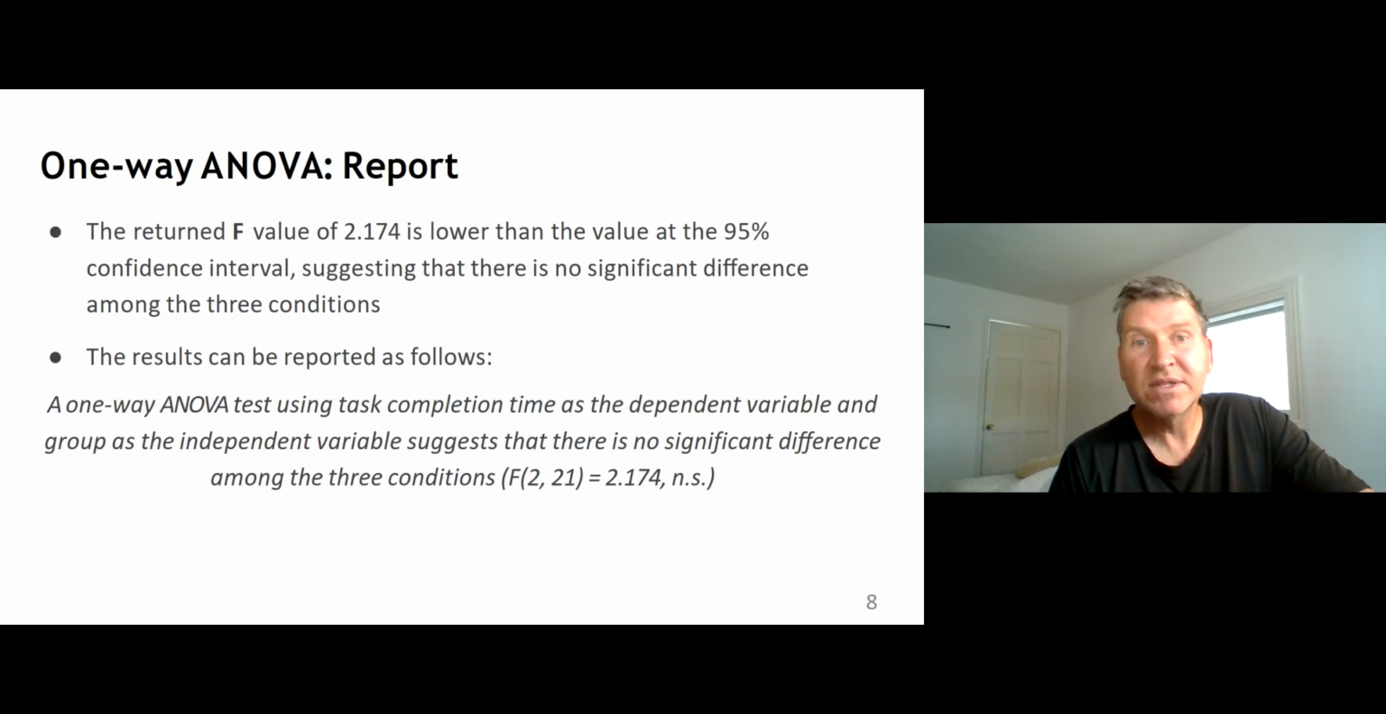So we would report the results as follows. A one-way ANOVA test using task completion time as the dependent variable. Notice we have to specify what we're measuring as our dependent variable. And group, I might change this to the software as the independent variable. Remember, we have three different conditions. Suggests there's no significant difference among the three conditions. We have F(2, 21) = 2.174, NS, which means not significant.